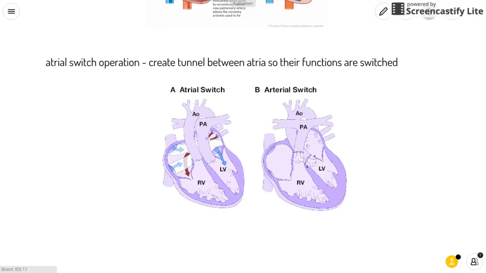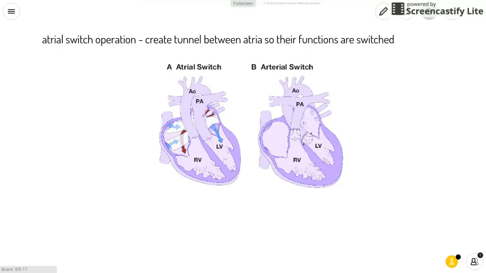Another type of treatment is the atrial switch operation, which creates a tunnel between the heart's atria and diverts oxygen-poor blood to the left ventricle and the pulmonary artery. This also causes oxygen-rich blood to flow towards the right ventricle and the aorta. So instead of having the right ventricle pump to the lungs and the left ventricle pump to the body, the right ventricle will now pump blood to the body instead of just to the lungs.